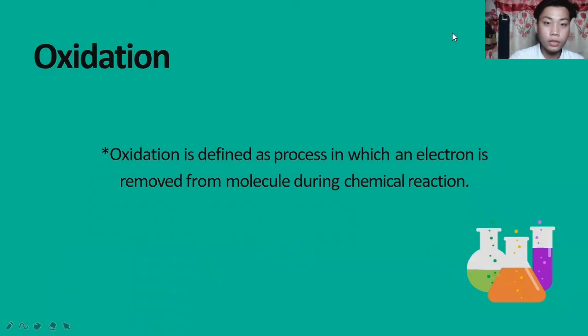Oxidation. Oxidation is defined as a process in which an electron is removed from a molecule during a chemical reaction. The term oxidation is used to describe a reaction in which metal reacts with oxygen in air to produce metal oxides. As an example, when iron is exposed to air in the presence of water, the iron will turn to rust, which is an iron oxide.